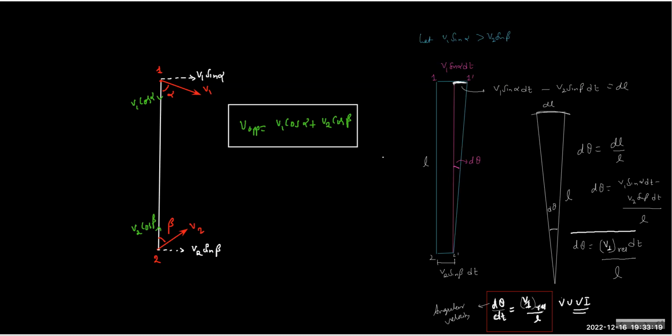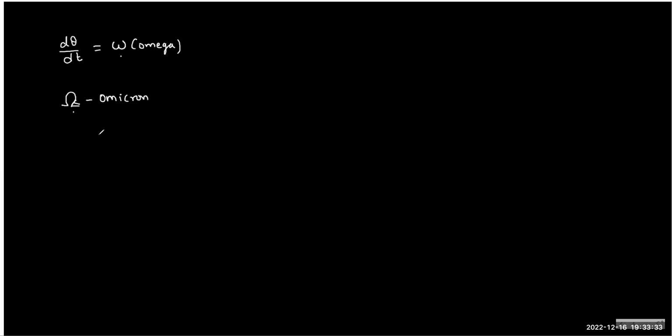So if V1 sin alpha is the same as V2 sin beta, do you think that the line will ever turn? Tell me, will the line turn, yes or no? The answer is no. Anyway, so keep 2 things in mind. First, d theta by dt is V perpendicular relative upon separation. I'm just writing separation. Okay.